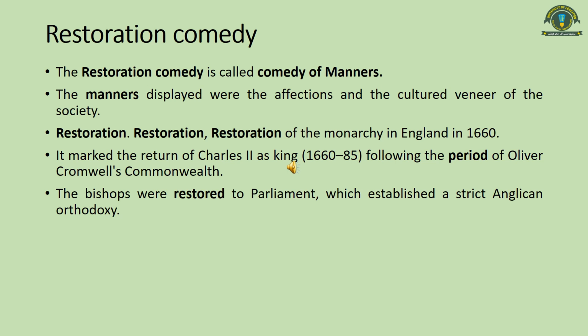So restoration was the restoration of monarchy in England in 1660. It marks the return of Charles II after the execution of Charles I. It not only marks the return of Charles II as a king, but following the period of Oliver Cromwell's Commonwealth strategies and philosophies, the bishops were restored to Parliament, which established a strict Anglican orthodoxy.